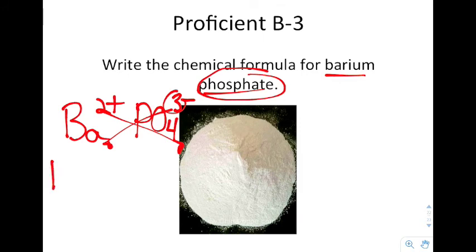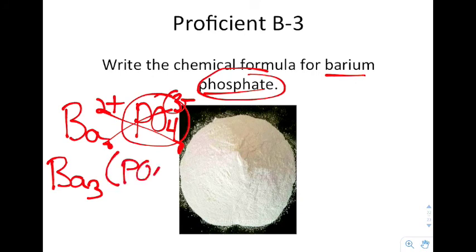And it becomes Ba3. Now I'm trying to say that I have 2 of these things, phosphates. So what I do is I put parentheses and I write phosphate, and then I say that I have 2 of those whole things. If you were to just write PO42, it looks like you're saying that you have 42 oxygens, not 2 phosphates.